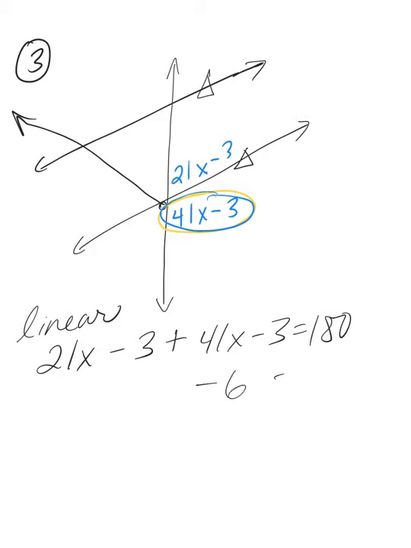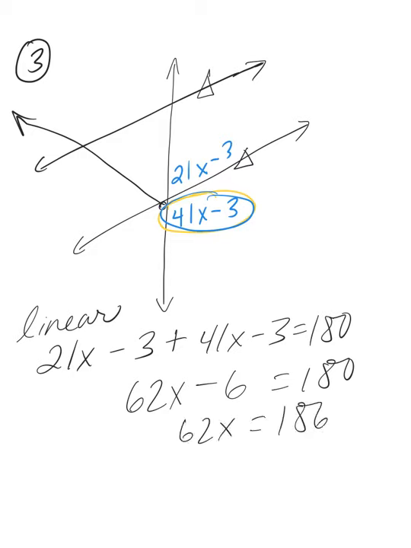You got 62x minus 6 equals 180. You add 6 to the other side. You get 186. Divide by 62. 3. But you're not done when you get to this spot. You have to take that x equals 3 and plug it back in to there to figure out the angle, because that was the one in bold.